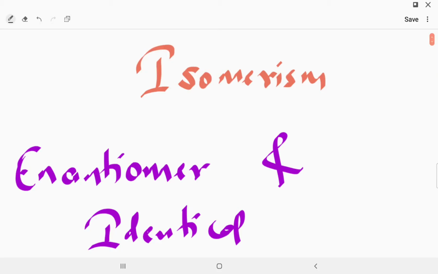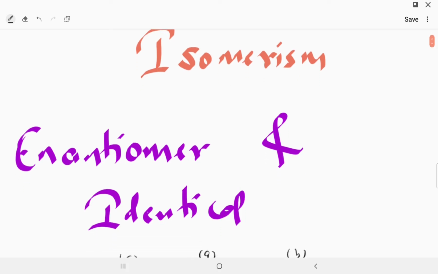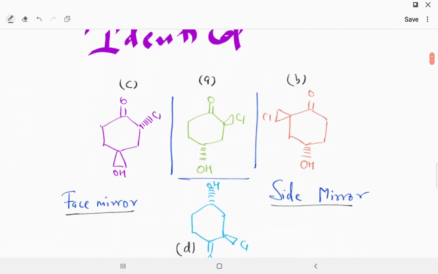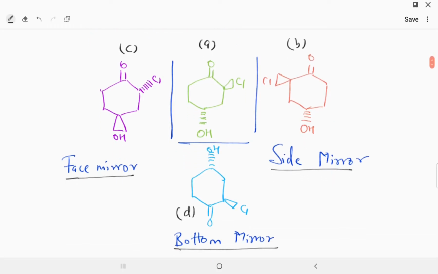Guys, we start isomerism. In this isomerism we start isomer and identical relationships. Now you are able to see some figures in front of you, A, B, C and D. Now you are able to see that A and B look like mirror images.